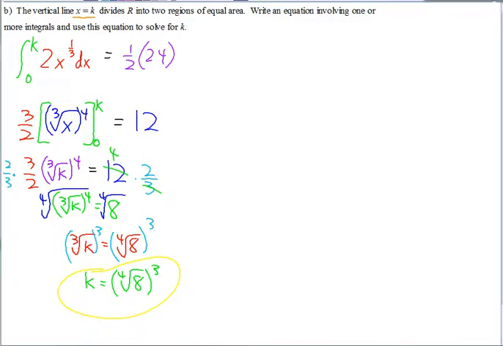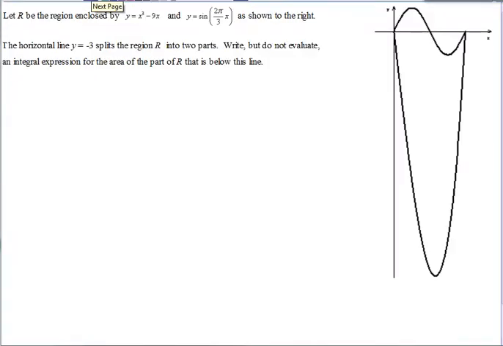Okay, let's take a look at another example now. This one says let R be the region enclosed by y equals x cubed minus 9x and y equals sine of 2 pi over 3 times x as shown to the right. So we've got the graphs right there. So let's go ahead and enter these in our calculator. This is a calculator problem.